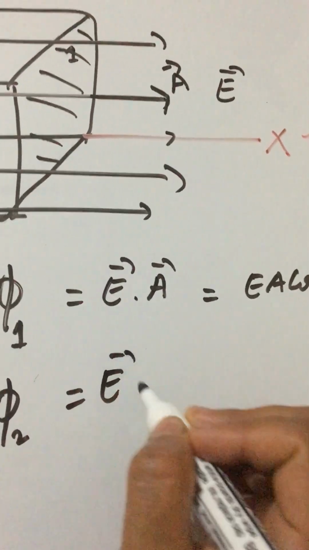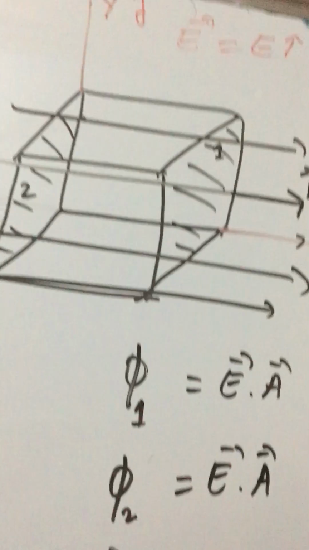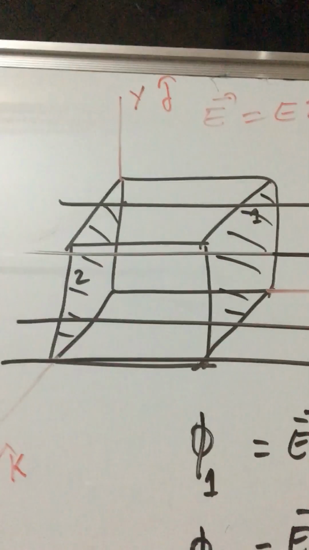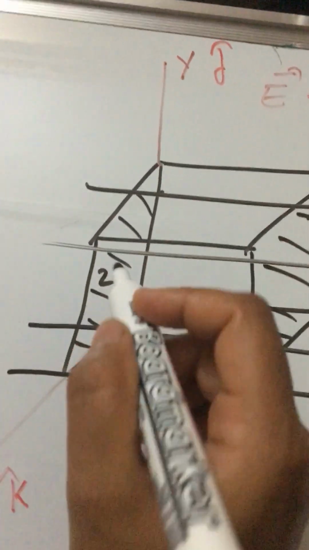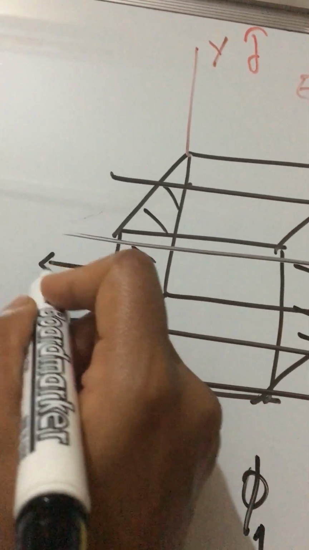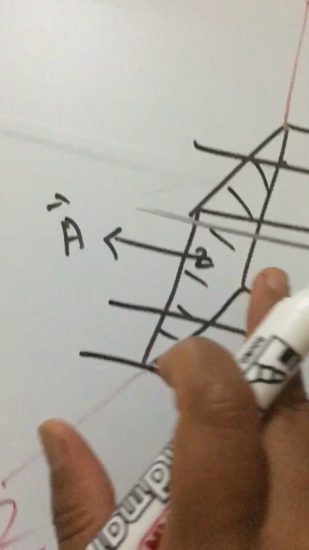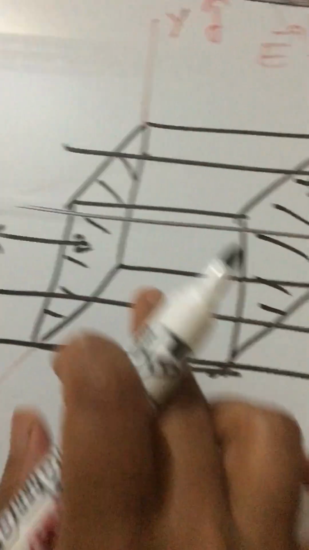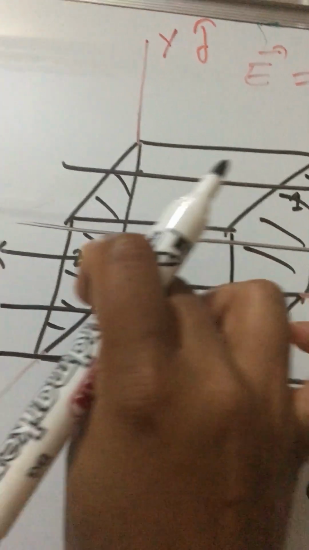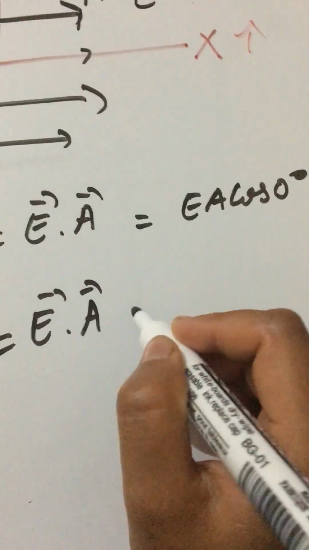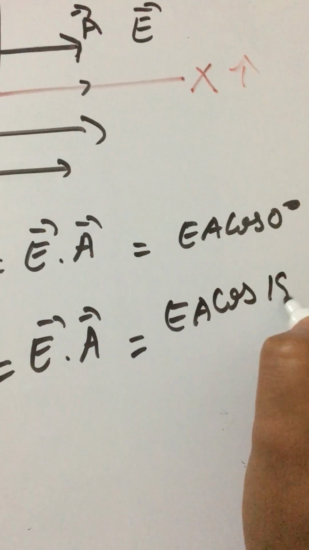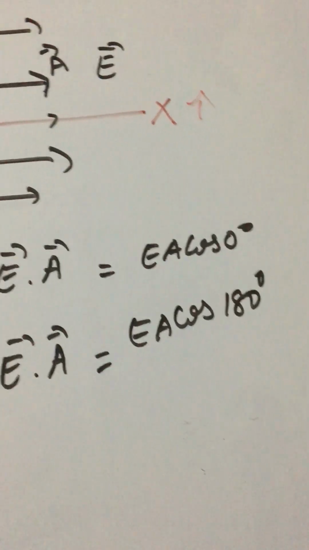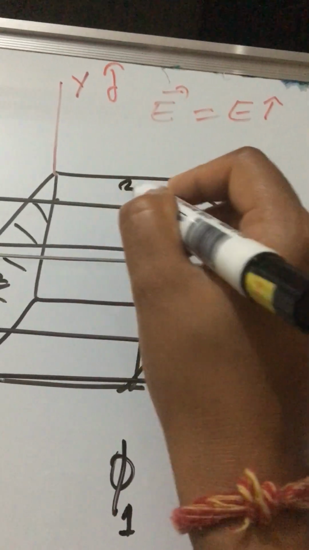The same thing will hold. Now what is the direction of the area vector? What I said, the area vector you should take directed outward. So what is the direction of area vector? This is the direction. In the previous case it was outward. In this case, which one is outward? This. And what is the direction of electric field? Opposite to it. So it has to be EA cos of 180 degree, right or not?